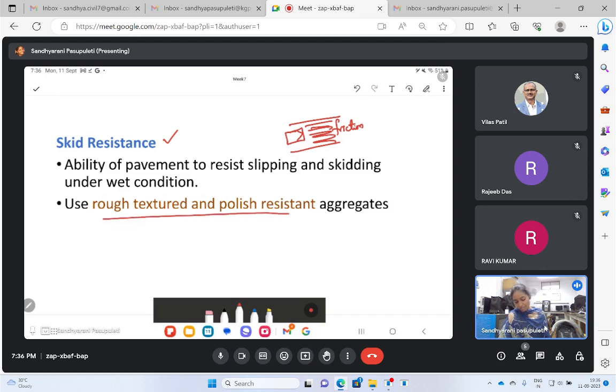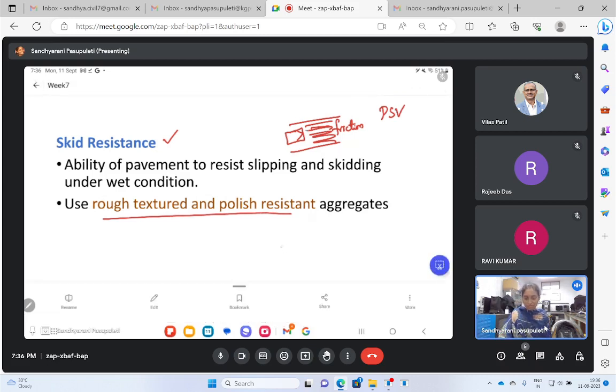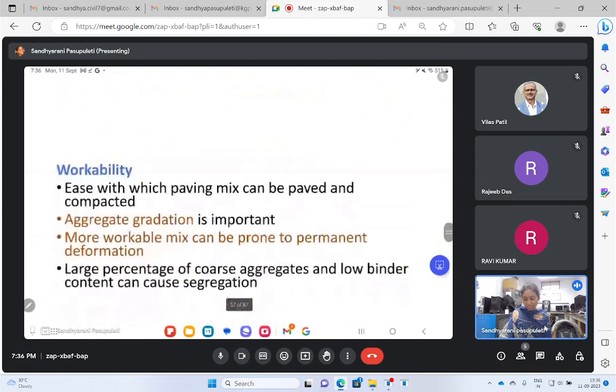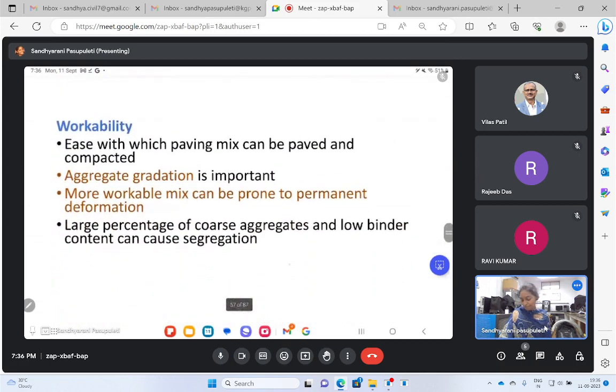And in addition to that, we try to use rough textured aggregates and also those aggregates which are resistant to polishing. We performed one experiment in the previous lectures, the polishing stone value, to understand how quickly an aggregate can be polished or become very smooth in nature. So we have to avoid that. That depends again on the mineralogy of the aggregate. By using rough textured and polishing resistant aggregate, we can avoid that.